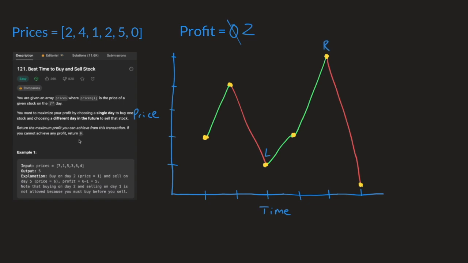And then we check here, is right less than left? It is not. So then we do our second check. Is right minus left greater than profit? And right minus left is greater than profit, because right is currently at the value of 5, and left is currently at the value of 1. So we then would be replacing this 2 with a 4, because the maximum profit so far is 4. And we continue to iterate through our array.